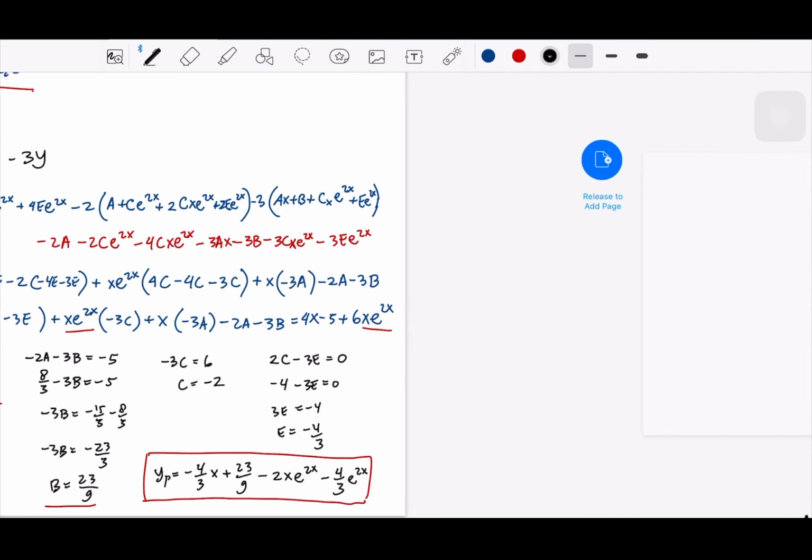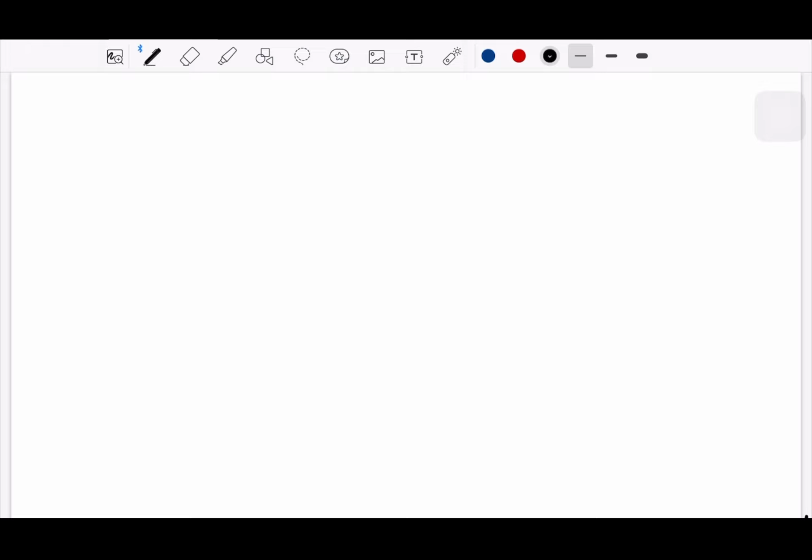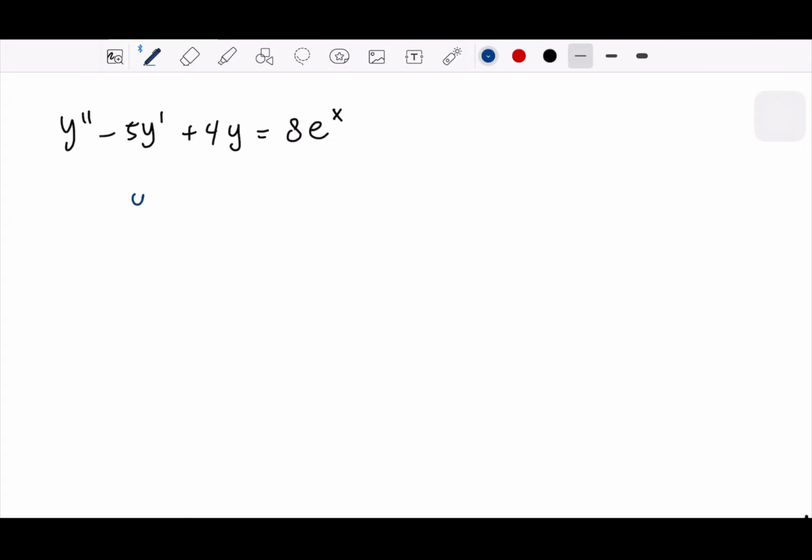Let me give you one example. If you have y double prime minus 5y prime plus 4y equal to 8e with power of x on the right side. Of course, with this equation, perhaps with our instinct, we say that we need to use yp as a e with power of x, right? Maybe that is our proposed yp. So let's try to write that.